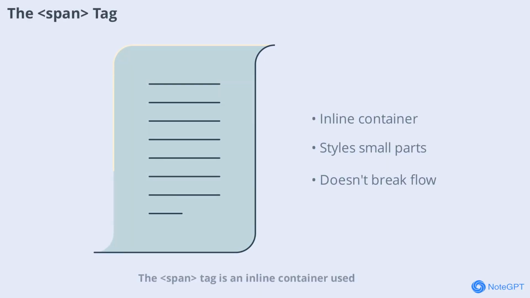The span tag is an inline container used to style small parts of text or content. Unlike div, which is block level, span doesn't break the flow of text. Use span when you want to apply styles or scripts to a specific word or phrase within a paragraph.